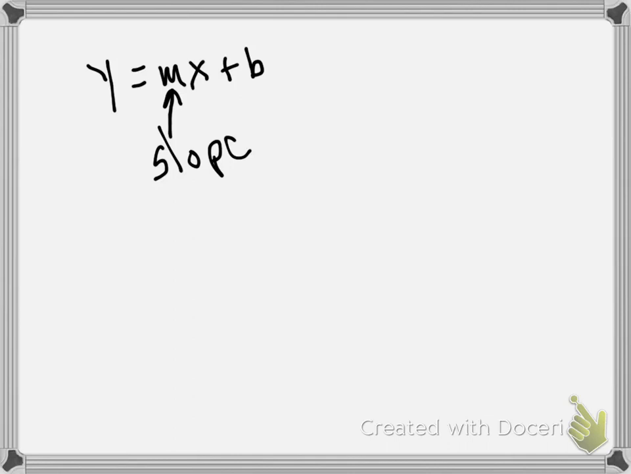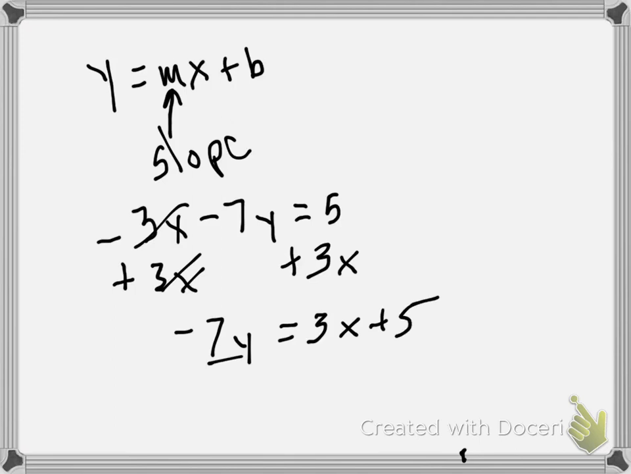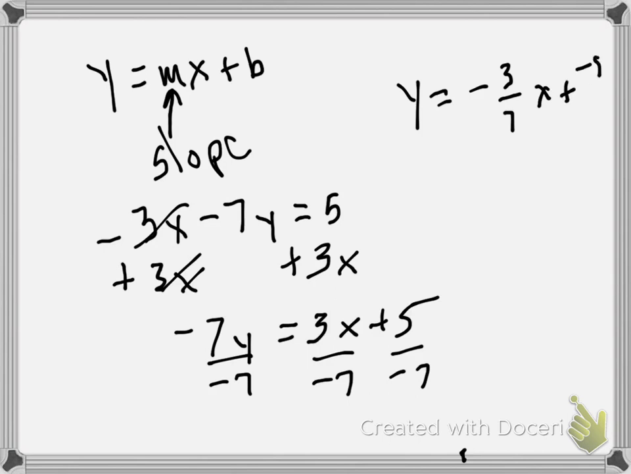So if I give you an equation like negative 3x minus 7y equals 5, and I ask you to find the slope of a line like this, I can do this without too much trouble. I'm just going to solve for y, get that y on one side by itself. So I'd start here by moving this 3x over to the other side. Solve for y. So we'll just divide by negative 7 everywhere. So y equals negative 3/7 x plus negative 5/7, right?